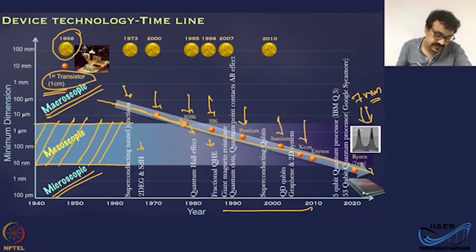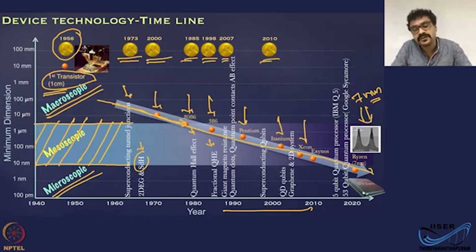Superconducting tunnel junctions, two-dimensional electron gas, two-dimensional electron system. SdH means Shubnikov-de Haas oscillation, quantum Hall effects, fractional quantum Hall effect, GMR, giant magnetoresistance. Almost all of these were considered major inventions in the field of physics, and all of them have been awarded the Nobel Prize also.